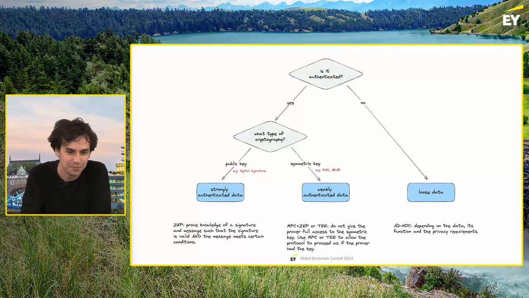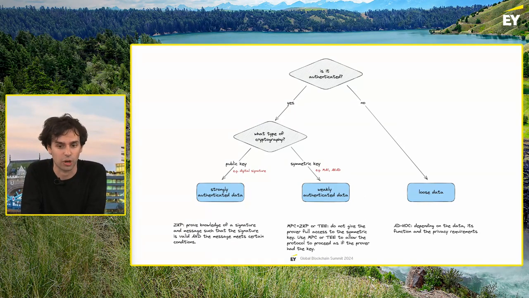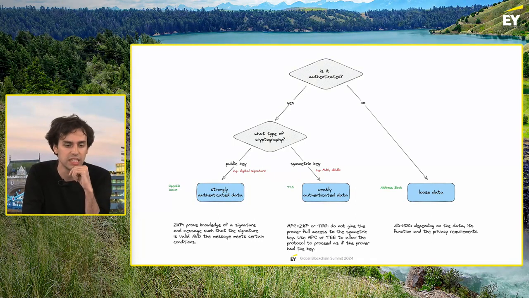stay away from that. And finally, we had loose data, data that's not authenticated, like your address book. And in that case, the cryptography is very ad hoc. It depends on the data, and it depends on the privacy requirements. So quick summary, yes, we saw OpenID and DKIM fall under strongly authenticated. TLS is weakly authenticated, and address books are loose data.